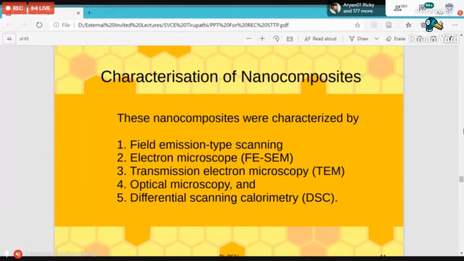One is the field emission type of scanning. You have to use the scanning electron microscope, and you can study the properties, the surface quality, the size of the tube, the size of the particles, and the nature of the particle: is it randomly oriented or is it aligned? Many types of things are there as far as the characterization is concerned, because each and everything is going to play a major role as far as the properties of a parent material is concerned.